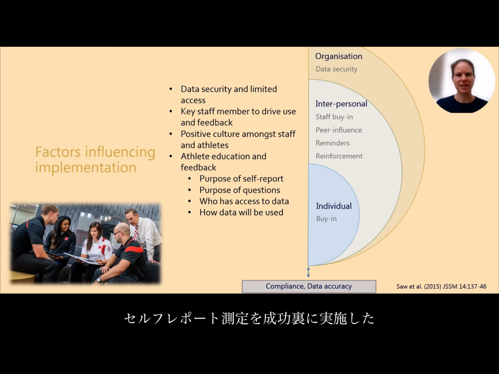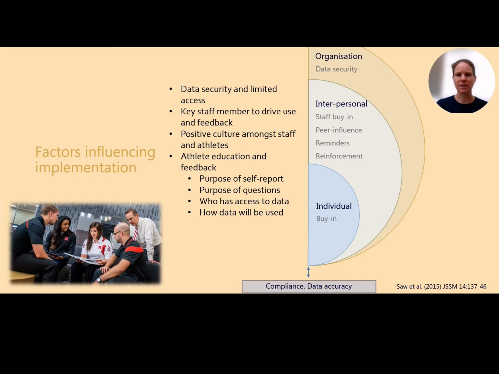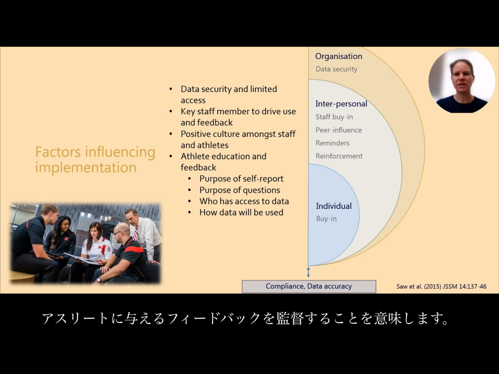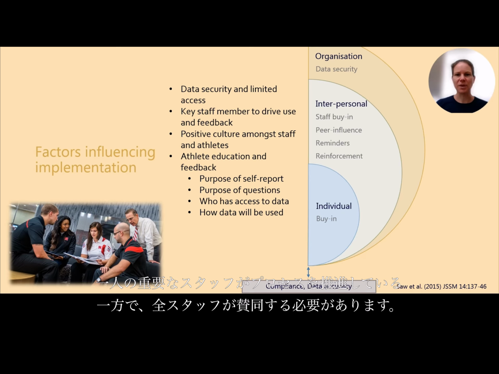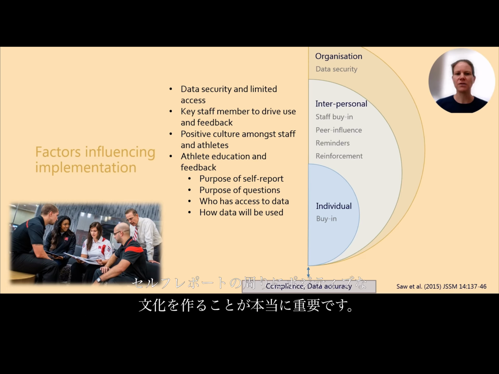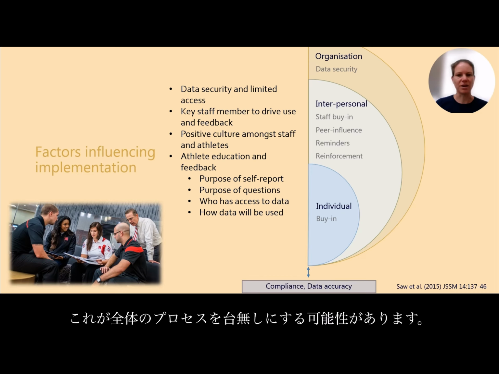Sports settings which have successfully implemented a self-report measure have one key staff member who drives this. This means they oversee athlete compliance and data quality, and they oversee the feedback given to athletes. Whilst one key staff member is driving the process, all staff need to buy in. Peer influence relates to both athletes and staff, so it is really about creating a positive culture around self-report. It only takes one loud negative voice to make others question the process, and this may undermine the whole process.